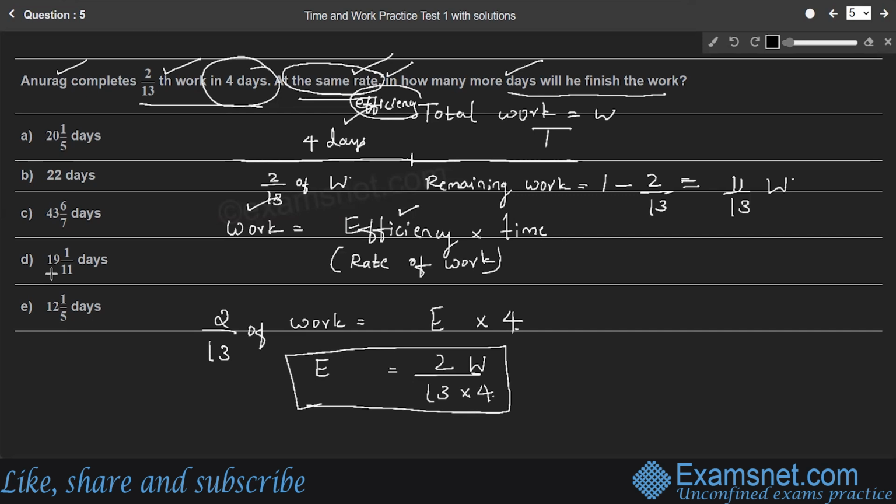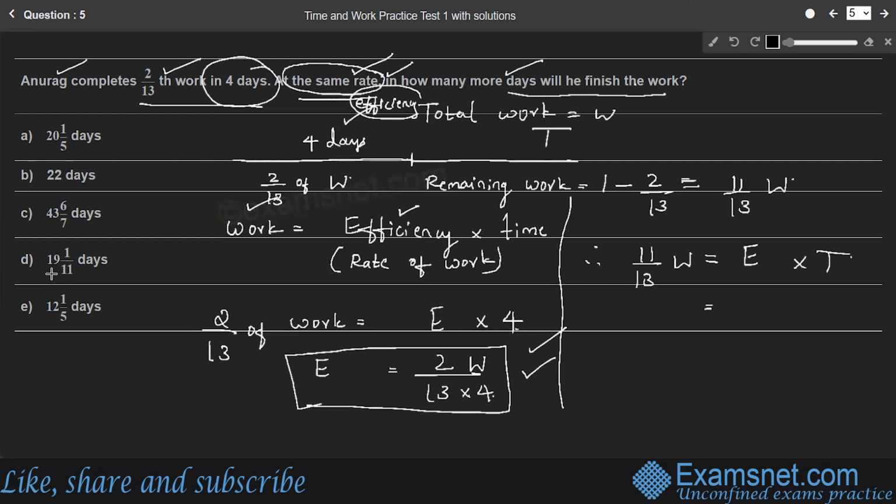And it is given that at the same rate, with the same efficiency, if he continues to do the work, how many days will he take to complete the remaining work? We'll consider the remaining work. Therefore, what is the remaining work? 11 by 13th of total work is the remaining work, which is equal to, again, his efficiency, which is the same, into the time taken by him, which is capital T.